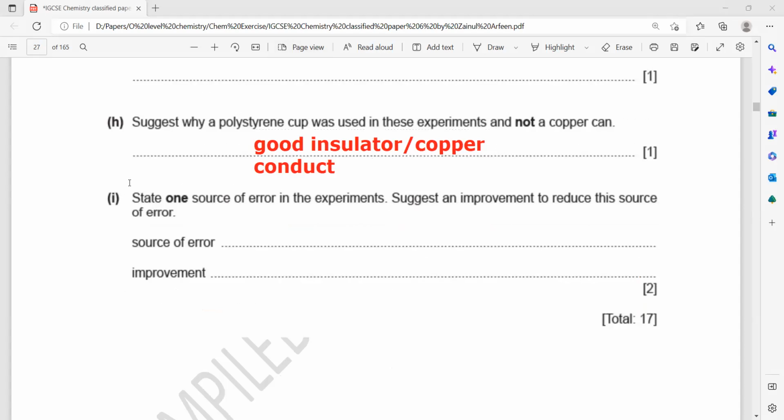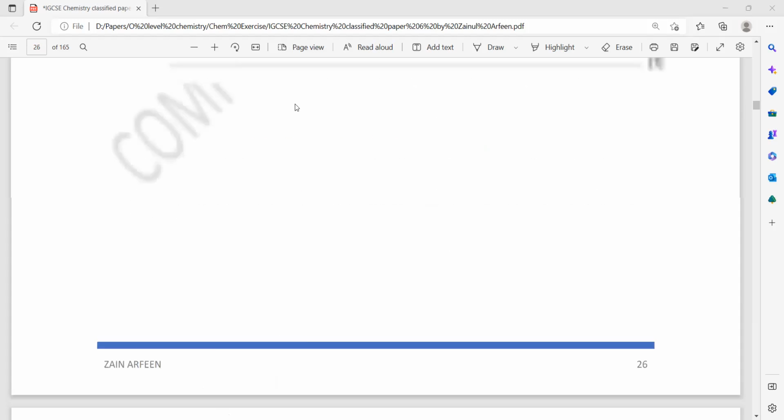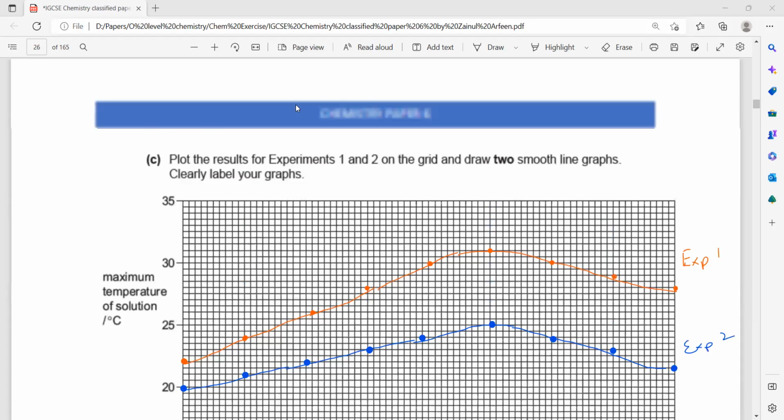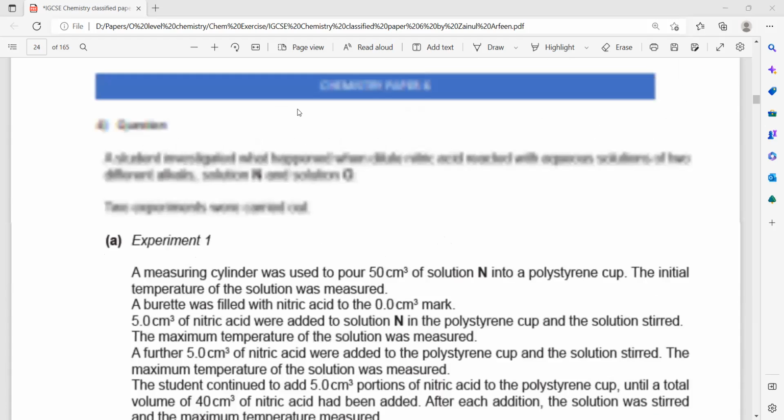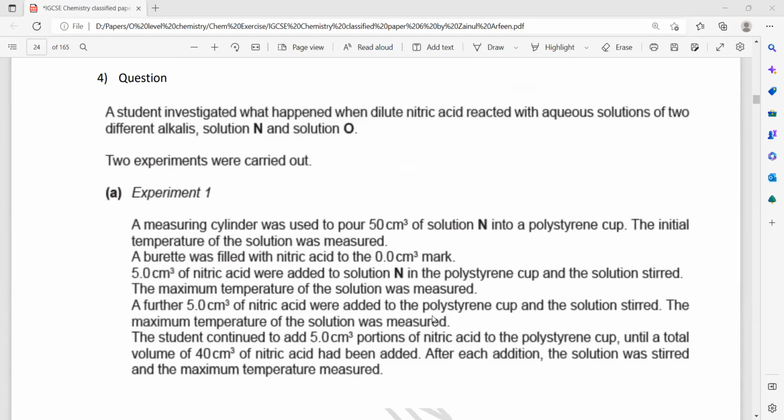State one source of error in the experiment and suggest an improvement to reduce this source of error. Especially for experiments related to heat, you can mention an apparatus or a technique as well. What might be the error in this experiment? To find the error, usually you just read the first part of the experiment. Can you identify it from the first statement?